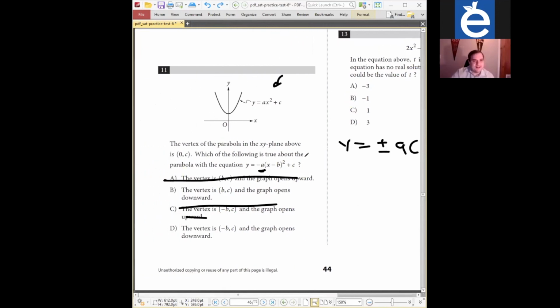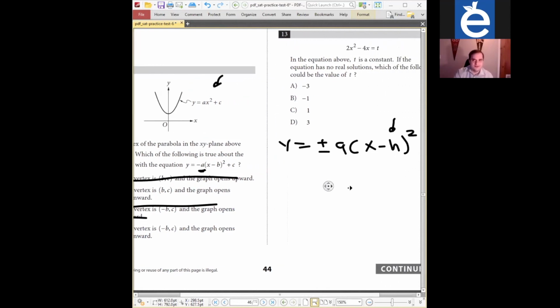So if it's minus b plus c, it's just going to be b. Right? It's at BC and it opens down. Boom, roasted. All right.